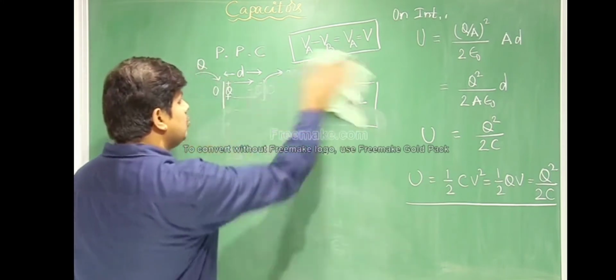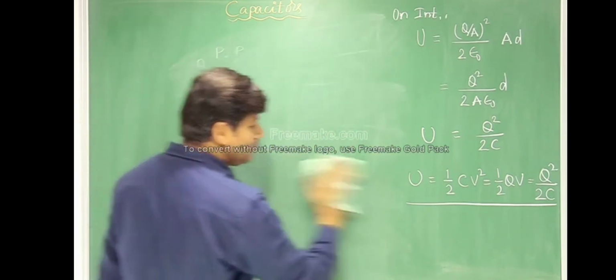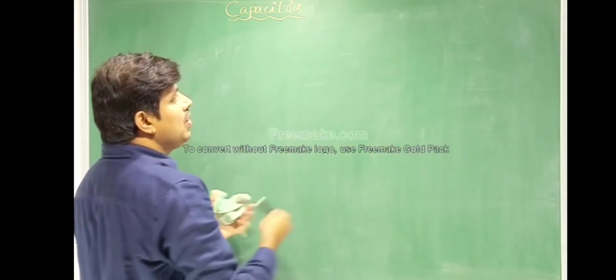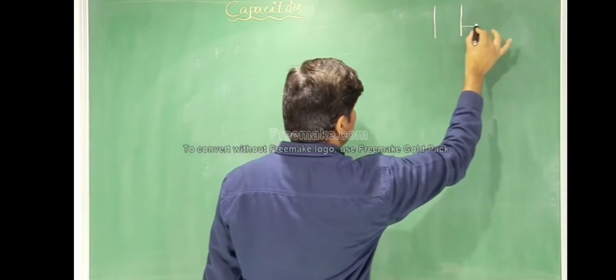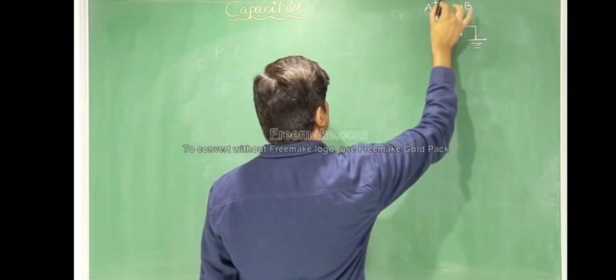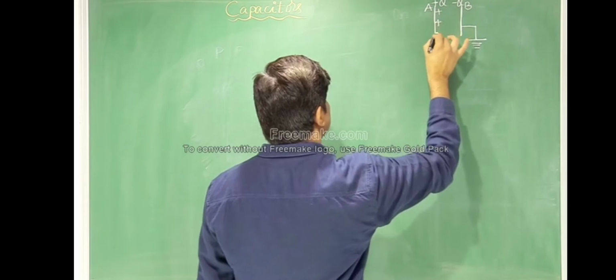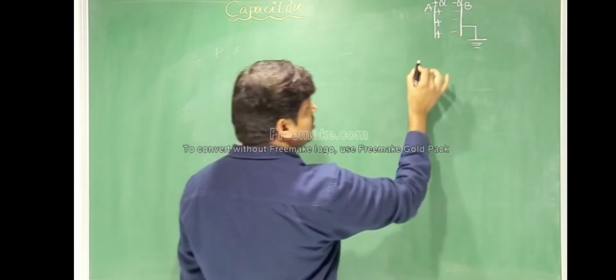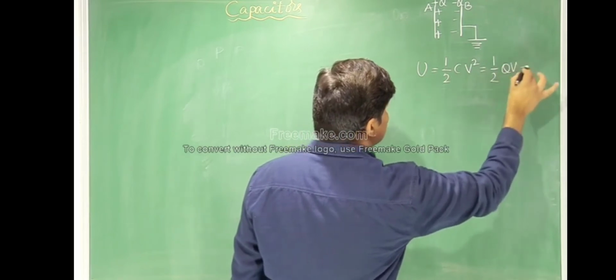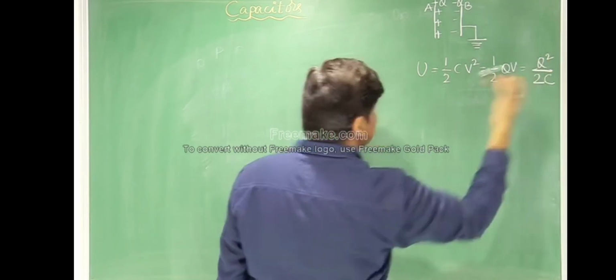Now I would like to show you by taking parallel plates without connecting to ground. So students, whatever parallel plate capacitor we have taken by connecting to ground, here this is A, this is B. Here is plus Q charge, here is minus Q charge. That charge is distributed like this. And here, how much energy did we get? U is equal to half CV square, which is equal to half QV, which is equal to Q square upon 2C. This is the energy we have obtained.